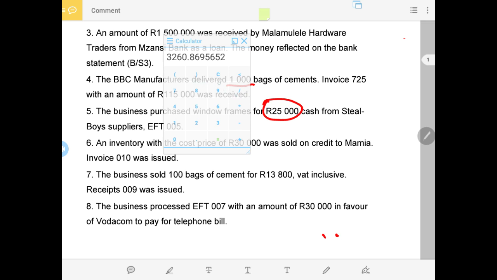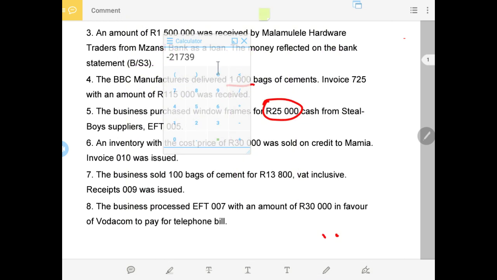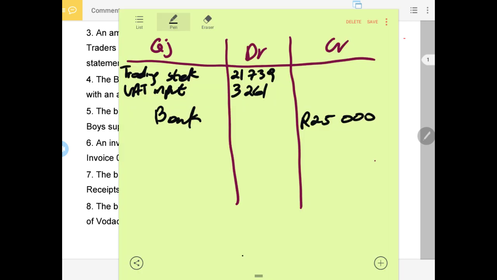Then after, we need to say 25,000 minus 3,261. This gives us 21,739 as the cost of our trading stock. Remember, trading stock must exclude VAT. Either we could have said 25,000 times 100, we are looking for the amount that excludes VAT, divided by 115. Then that would have given us the same 21,739.